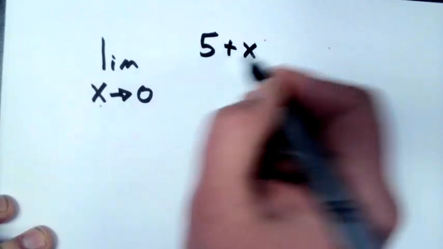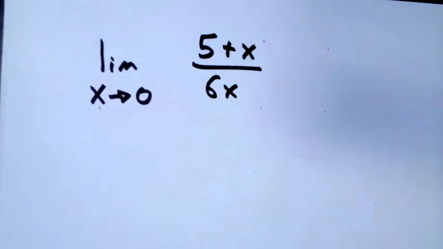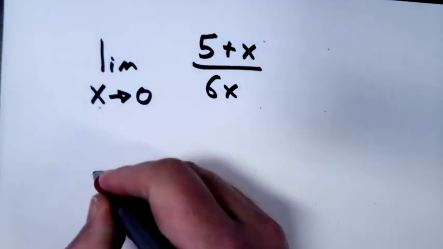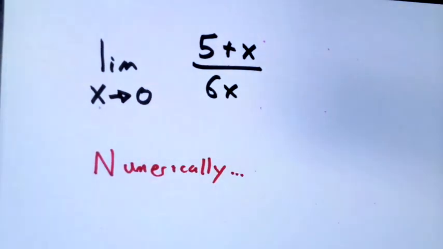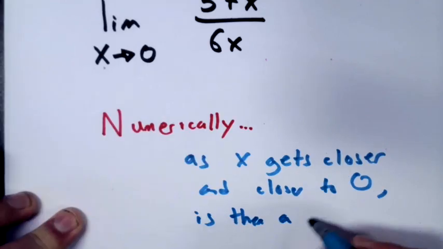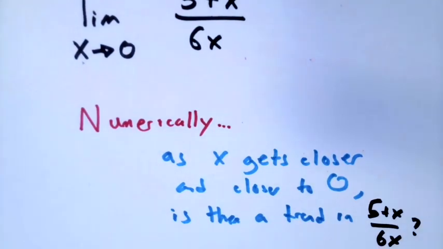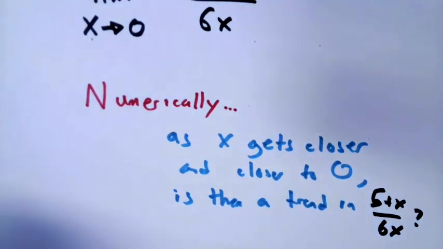So we have (5 + x) / 6x. And what I want to do, if we're going to do this numerically, means we're going to look if there is a trend in values as x gets closer and closer to 0. Is there a trend in the output of (5 + x) / 6x? We can just do a table or a computer. We can use our computer to make a table.